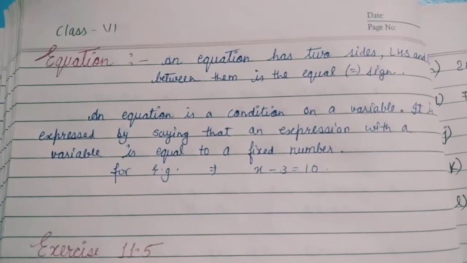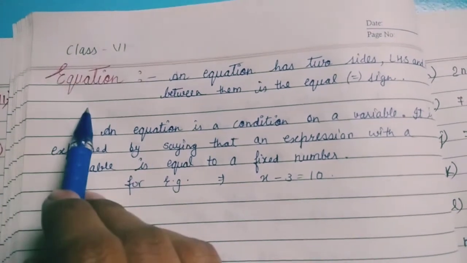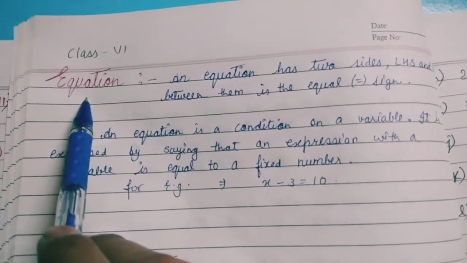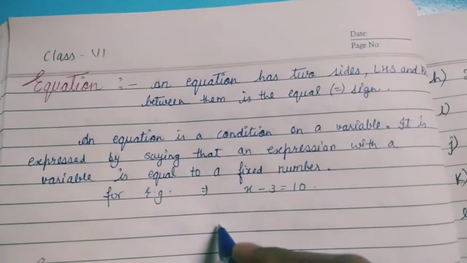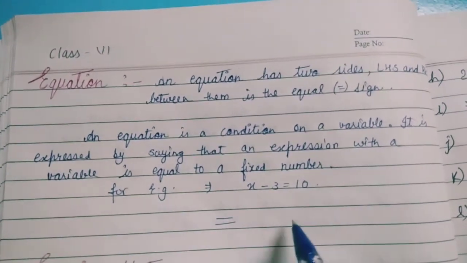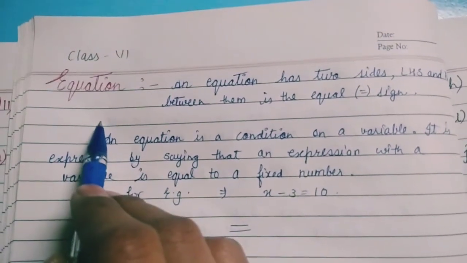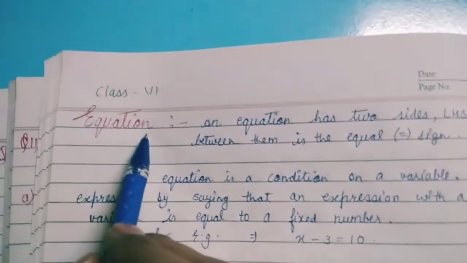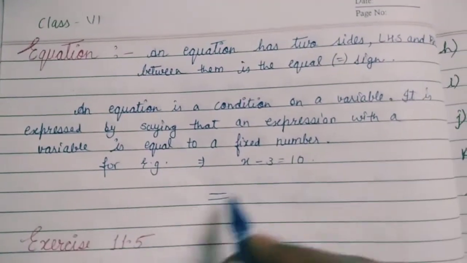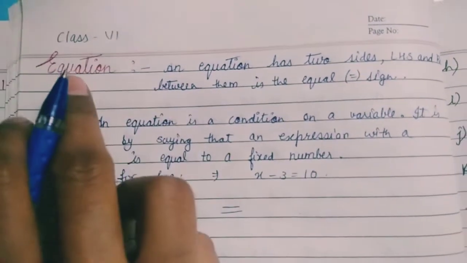In this video, we will see questions of exercise 11.5 with the definition of equation. Equation means when we have an expression with an equality symbol in between LHS and RHS. So that term is known as equation. You can simply see in the word equation we have the word equal. It means when we have an expression with an equal symbol, that expression is known as equation.